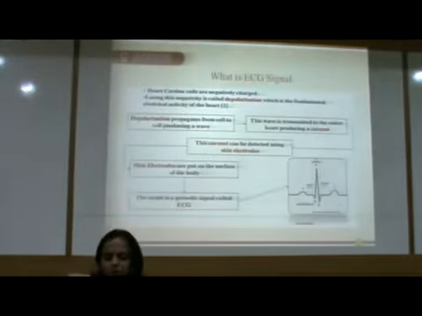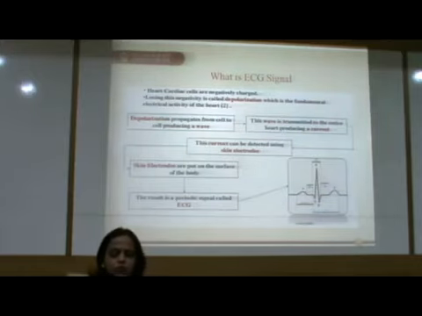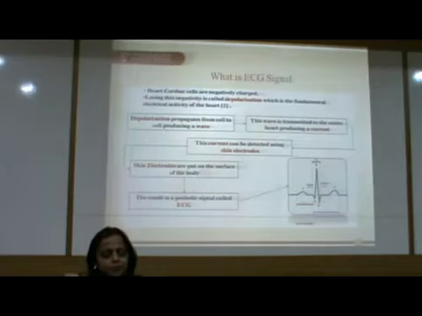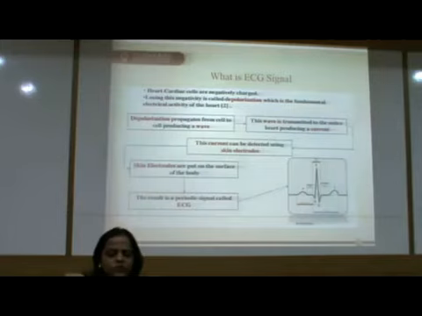Now before analyzing the ECG signal, we should know what the ECG signal is. The heart cardiac cells are negatively charged. Losing this negativity is called depolarization, which is the fundamental electrical activity of the heart. Depolarization propagates from cell to cell, producing a wave. This wave is transmitted to the entire heart, producing a current. This current can be detected using skin electrodes. Skin electrodes are put on the surface of the body, and finally we get a periodic signal that is called ECG.